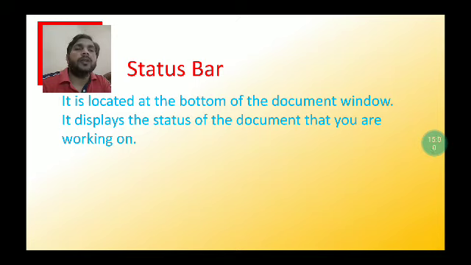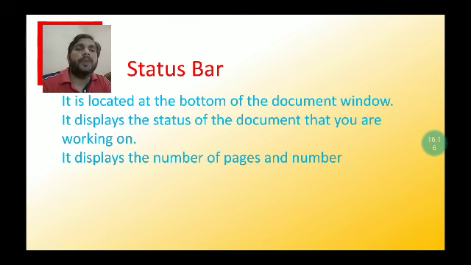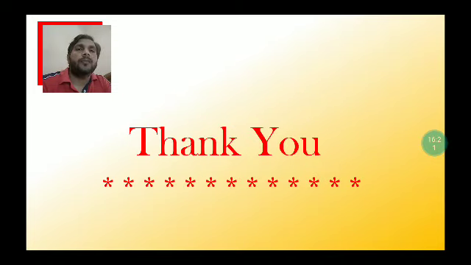Different options can also be seen by clicking on the status bar, such as how many words and how many lines are there in our document. It displays the number of pages and number of words. So these were the components of MS Word 2010, and in our next video we will discuss practically what these components are, and what we can get by clicking on a specific tab.